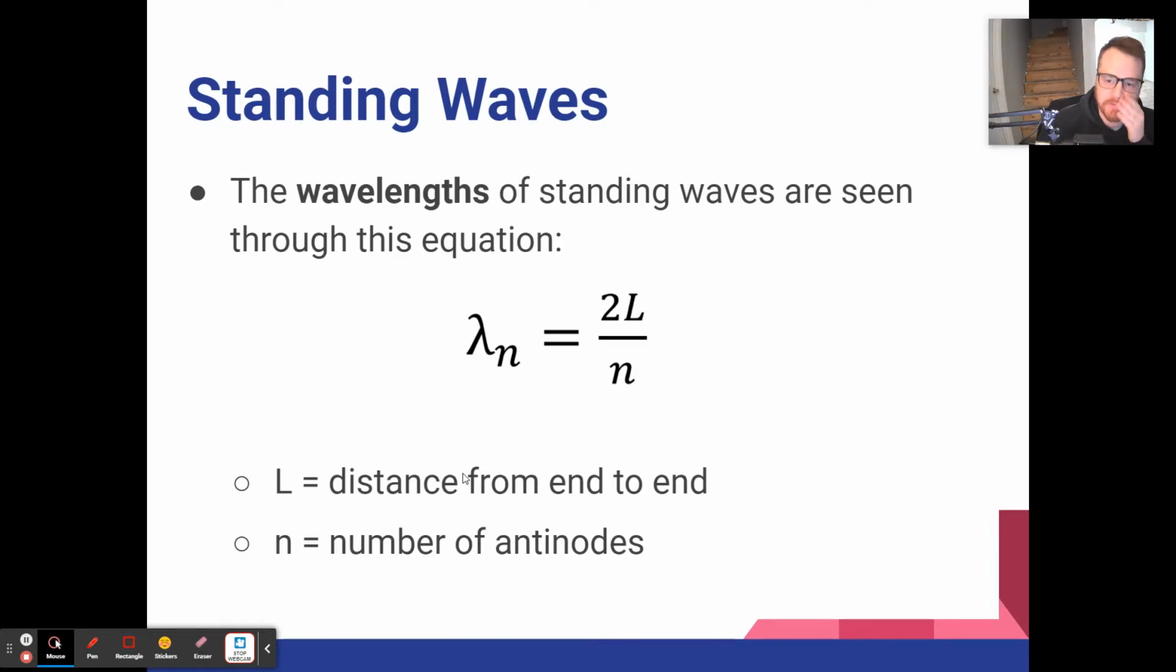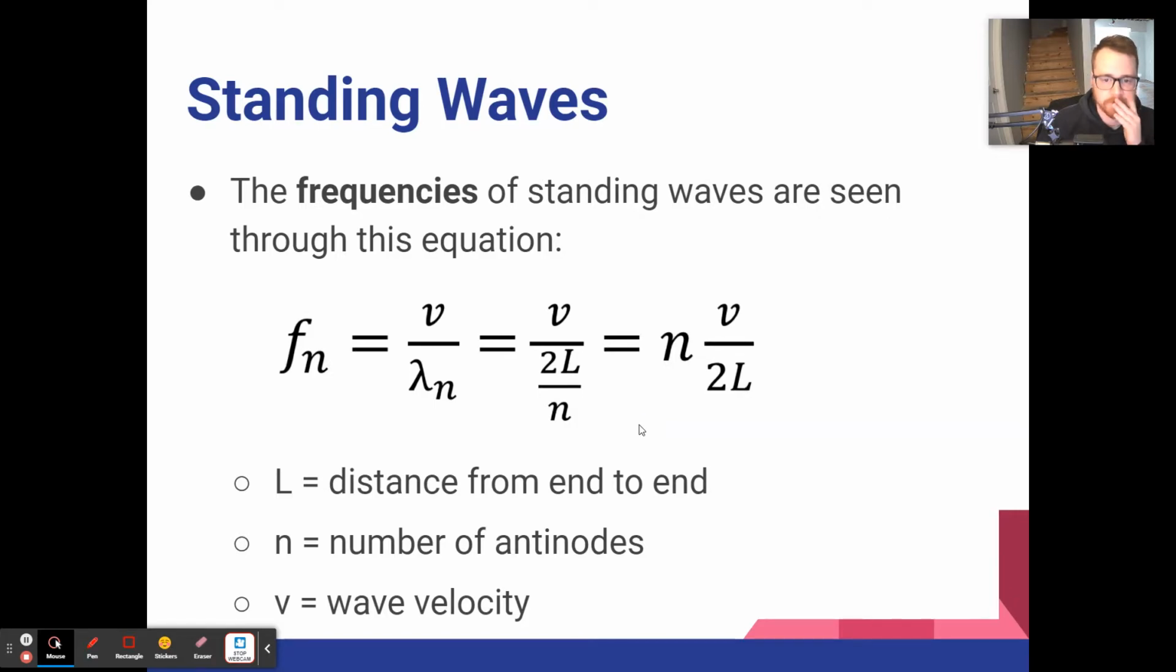So here again, the wavelengths of standing waves are seen through this equation, 2L over N. L is equal to the distance from end to end. N is the number of antinodes. So if you know the number of antinodes, and the length from fixed end to fixed end, you can find out what the wavelength is.